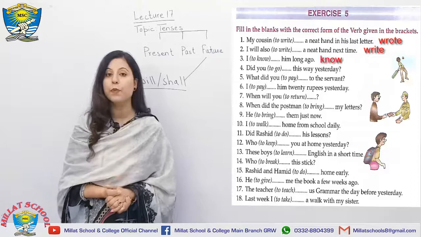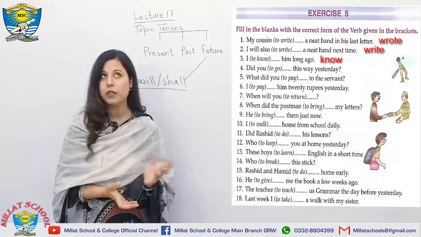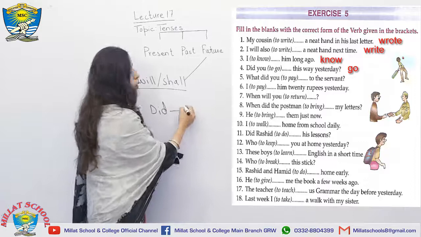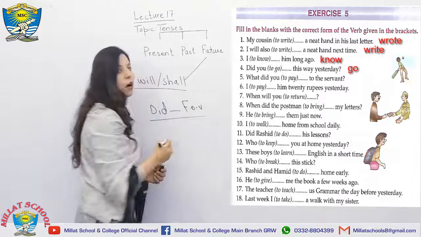Number 4, did you dash this way yesterday? Now we are talking about yesterday's timing. So this is about go, because there is always one formula and a hint for you: whenever did comes in your sentence, you have to follow the first form of the verb. This is a very important formula for using any of the tenses in the past.